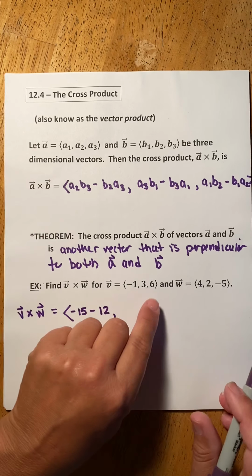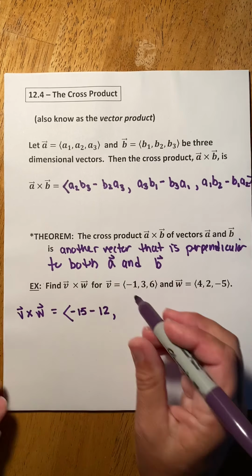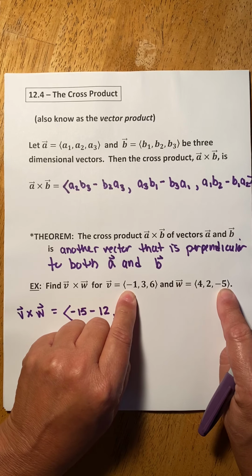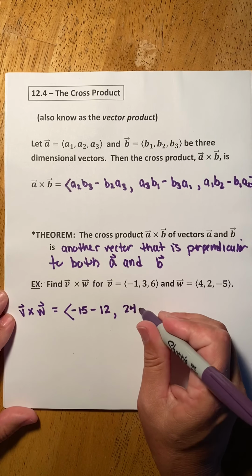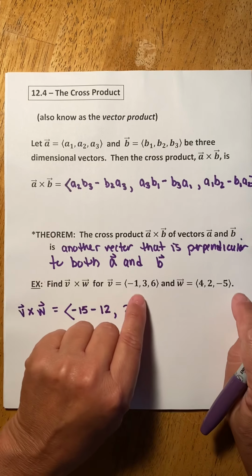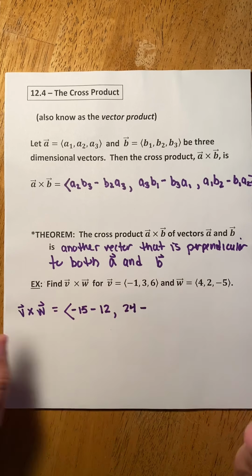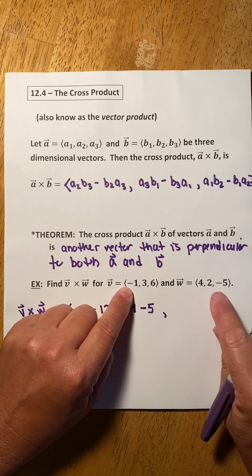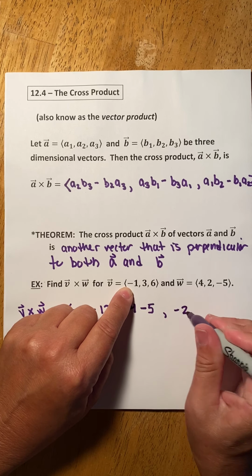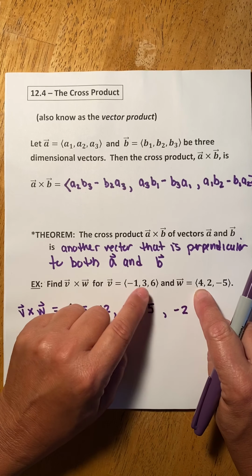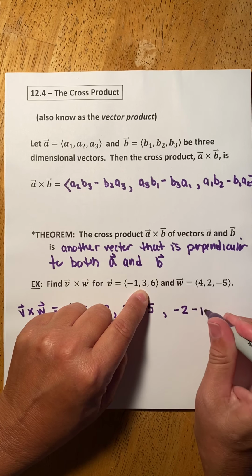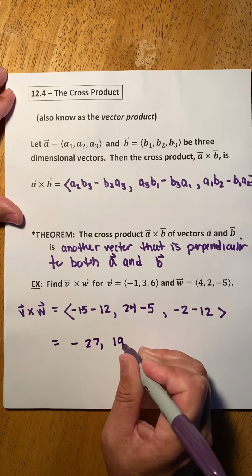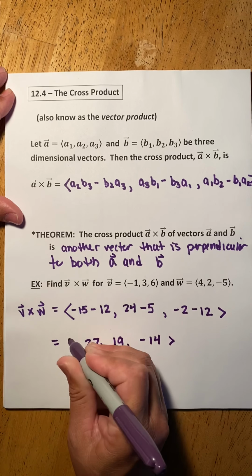The second component is going to be A3 times B1, which is 24, minus B3 times A1, which is going to be minus 5. Don't make that mistake: it's 24 minus the quantity B3 times A1, and -1 times 5 is -5, so it's 24 minus -5. And then the last one is A1 B2, which is -2, minus B1 A2, which is 12. So the vector would be <3, 29, -14>.